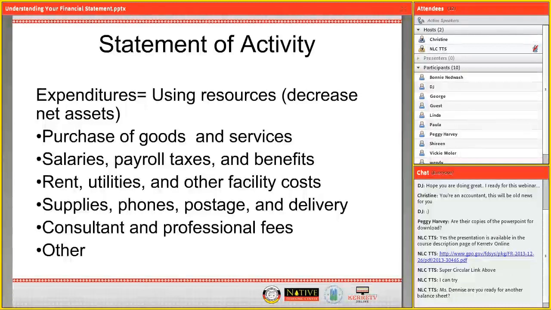Other, there's always something random that could go on there. I'm trying to think of a good one. If you all do a meal. If you do a Christmas meal, that'd go in other. If you hand out Christmas turkeys or Christmas hams, that would go in other. Okay, questions?